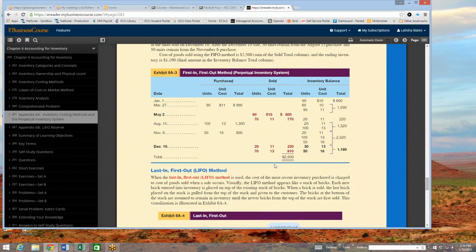So here's the perpetual method of how it kind of flows. You've got 90 units at $11 a unit, $990, right? And then you've got these that are sold. It walks you down through how many units you've got left versus the unit cost and what the total is of that, and then how these factor into each one of these.